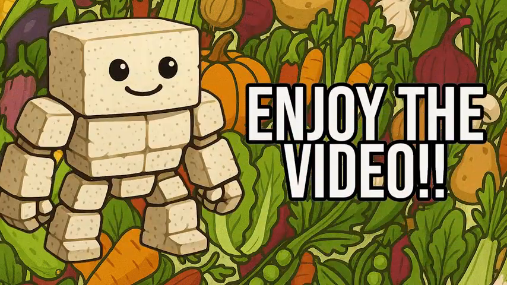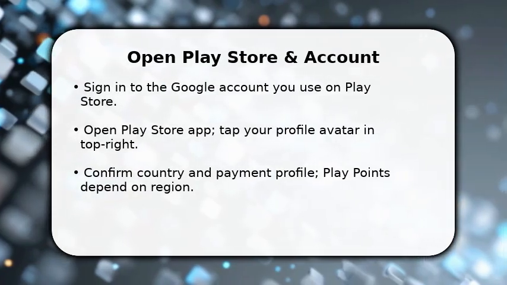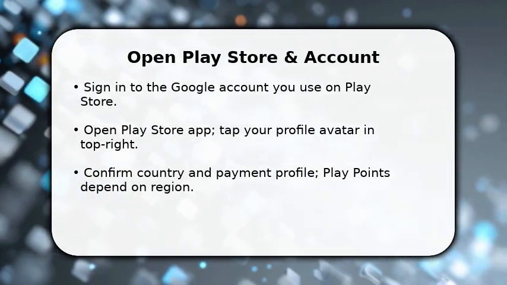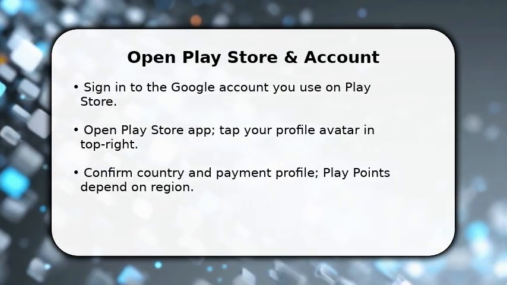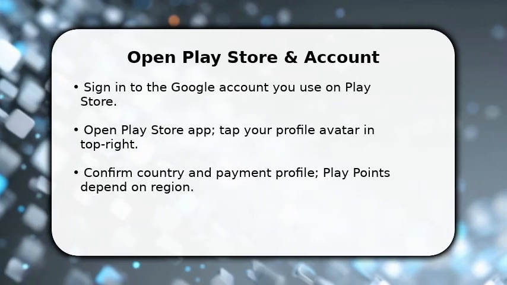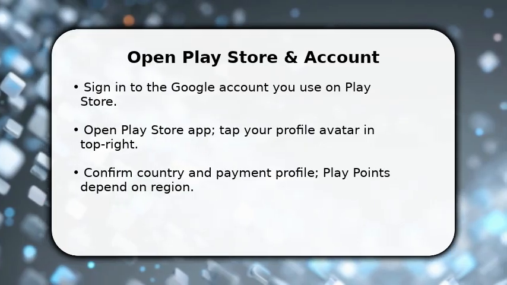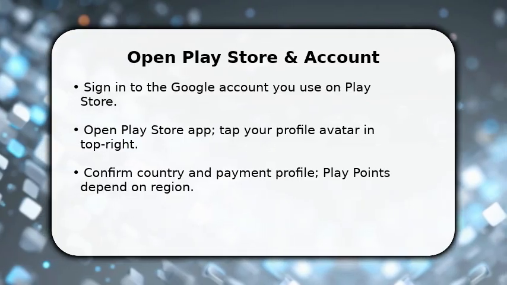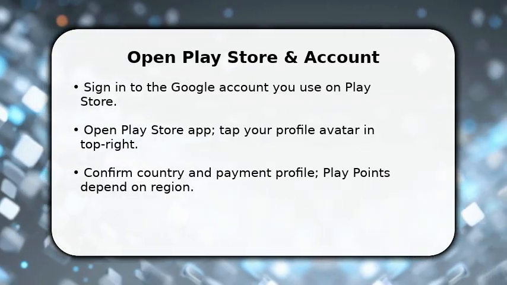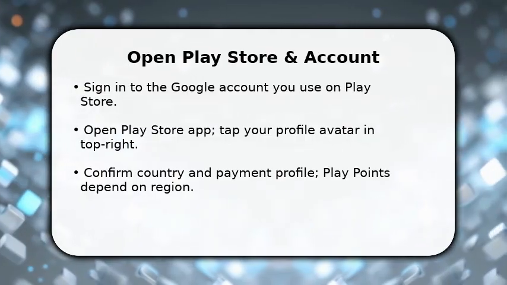Please enjoy the video. You start inside the Google Play Store app, sign in with the account you use. Once signed in, tap your profile avatar in the top right corner to open account options. Make sure your Google Play country and payment profile match where you live because Play points availability and rewards vary by region. This first step gets you to the menu where Play points lives. It also prevents surprises later when you try to earn or redeem points.